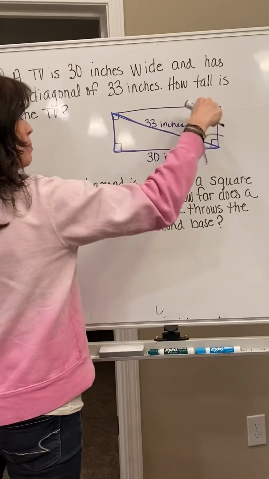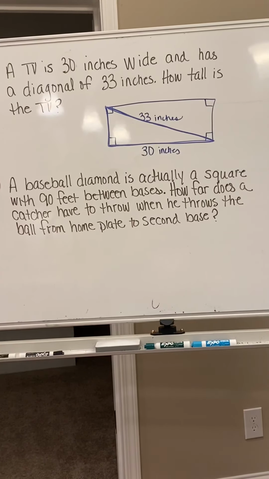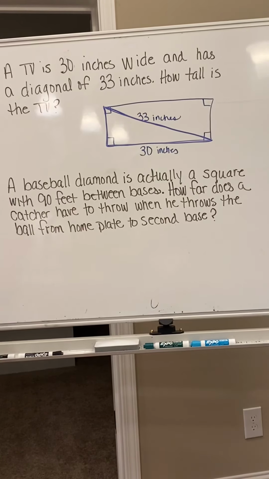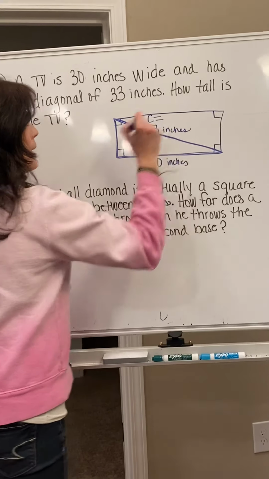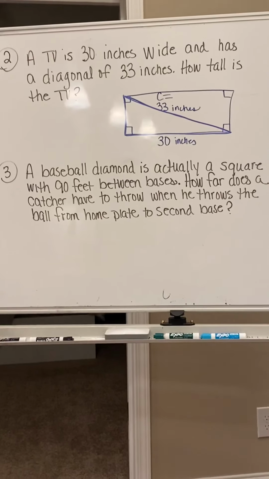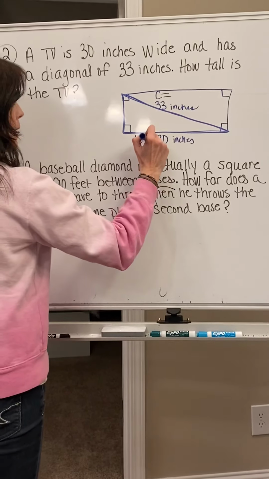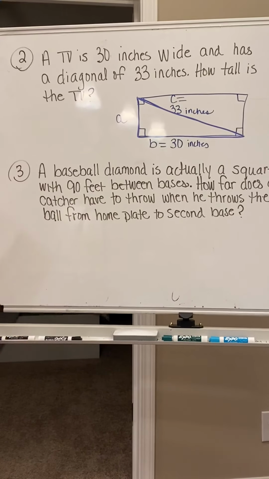I don't need this part of the rectangle, so I'm not even going to focus on that. That's why I highlighted it in the darker blue for what we need. Since this is the diagonal, this has to be C. Your diagonal is always going to be C. It's always going to be the hypotenuse. I'm going to call this B, and the amount I'm looking for is A. That is going to be a leg.